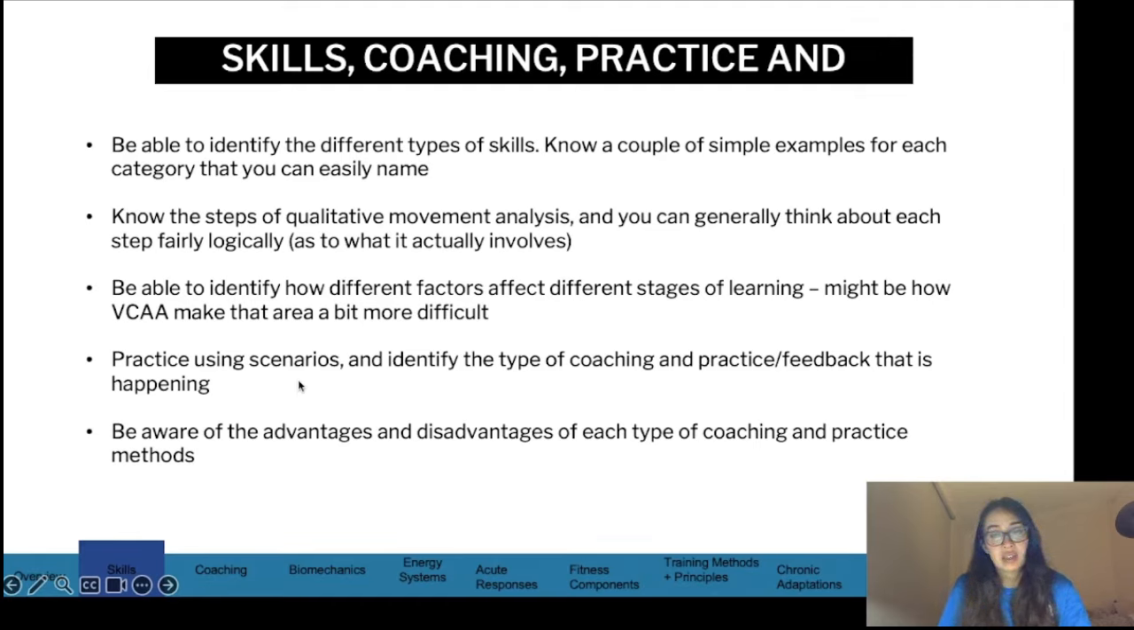Identify different factors at different stages of learning. Practice using scenarios, identify the type of coaching and practice feedback that's happening, and be aware of the advantages and disadvantages of each type of coaching and practice method.